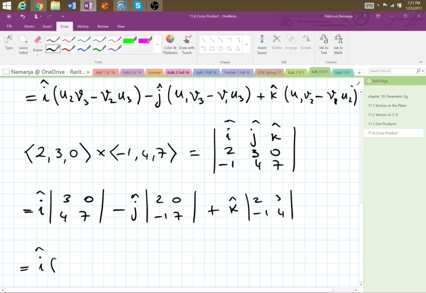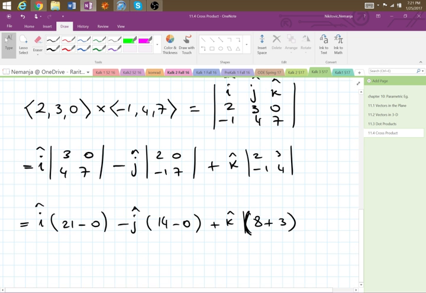So i is going to be 21 minus 0, minus j, 14 minus 0, and then plus k, which is 8 plus 3. And we just have a vector now, 21, negative 14, and 11. Is that what we all have? Yeah. Yep, that's it.